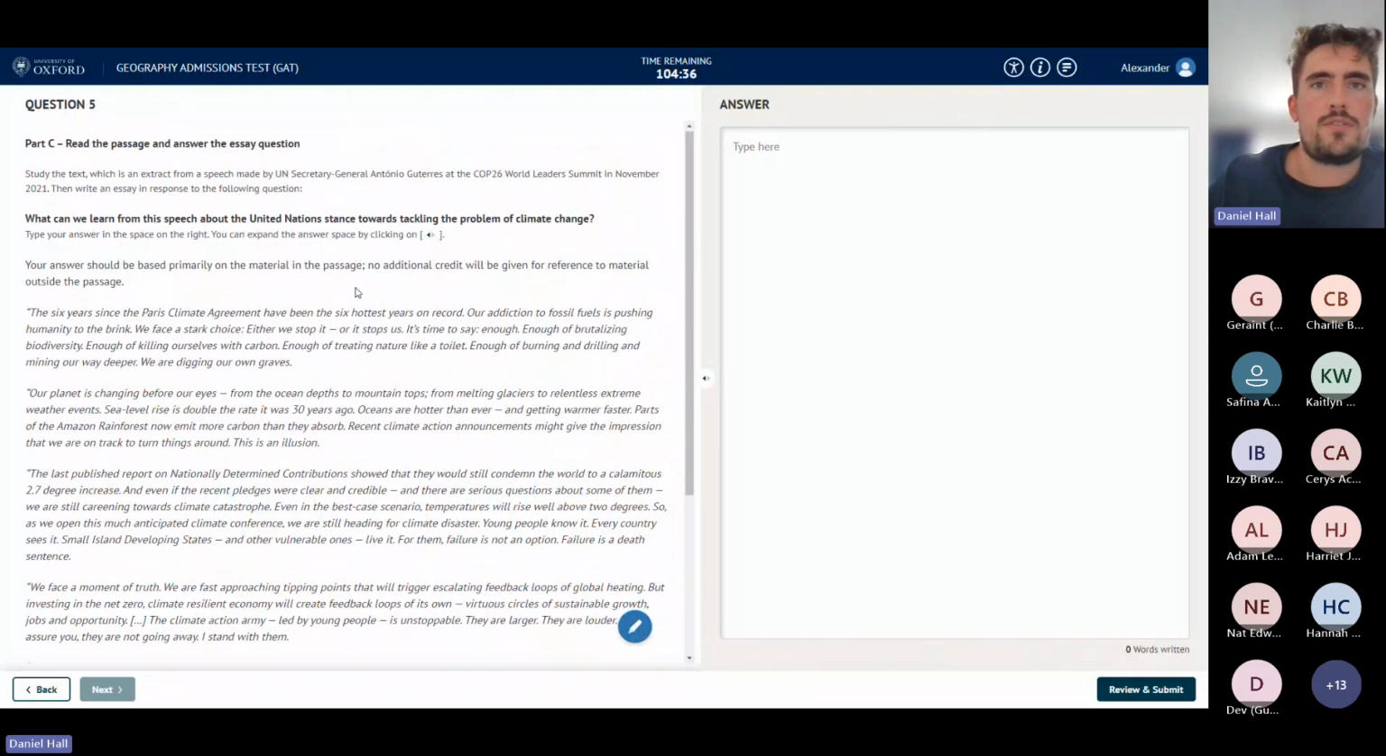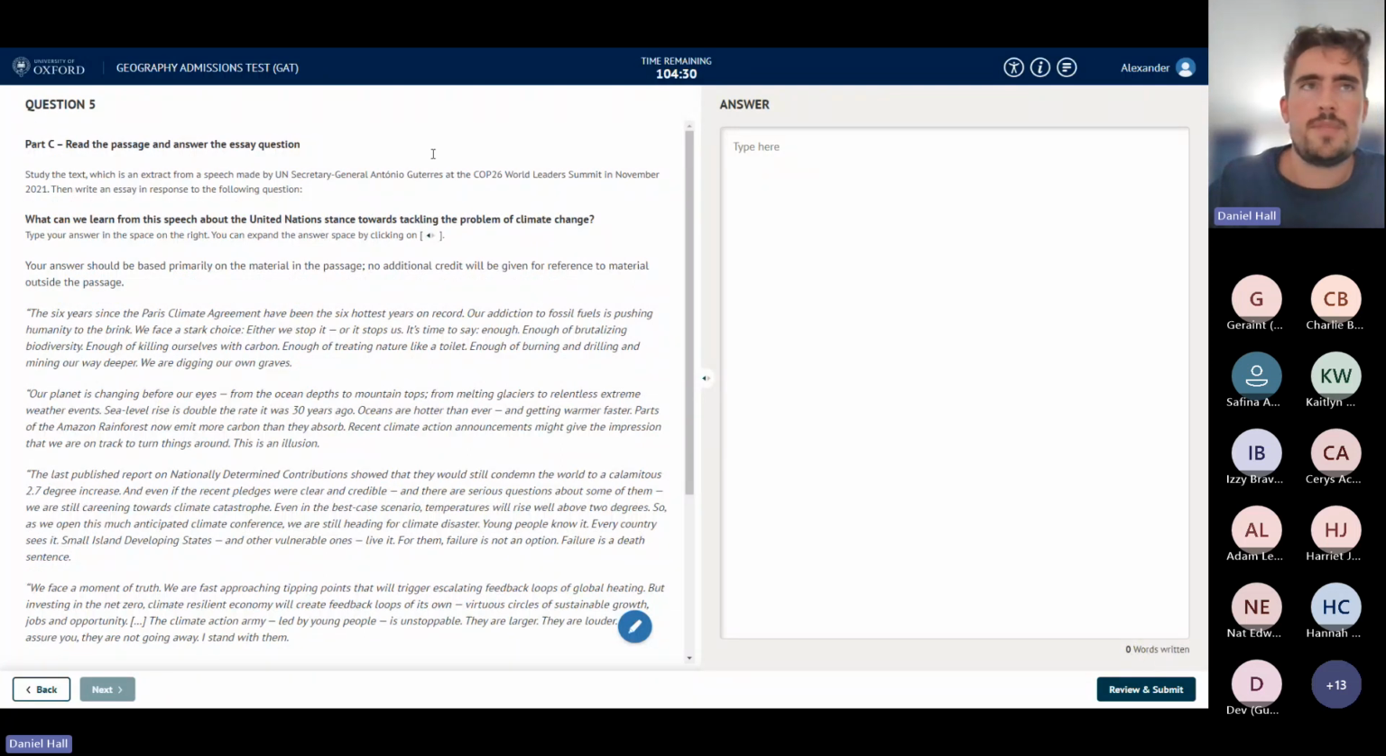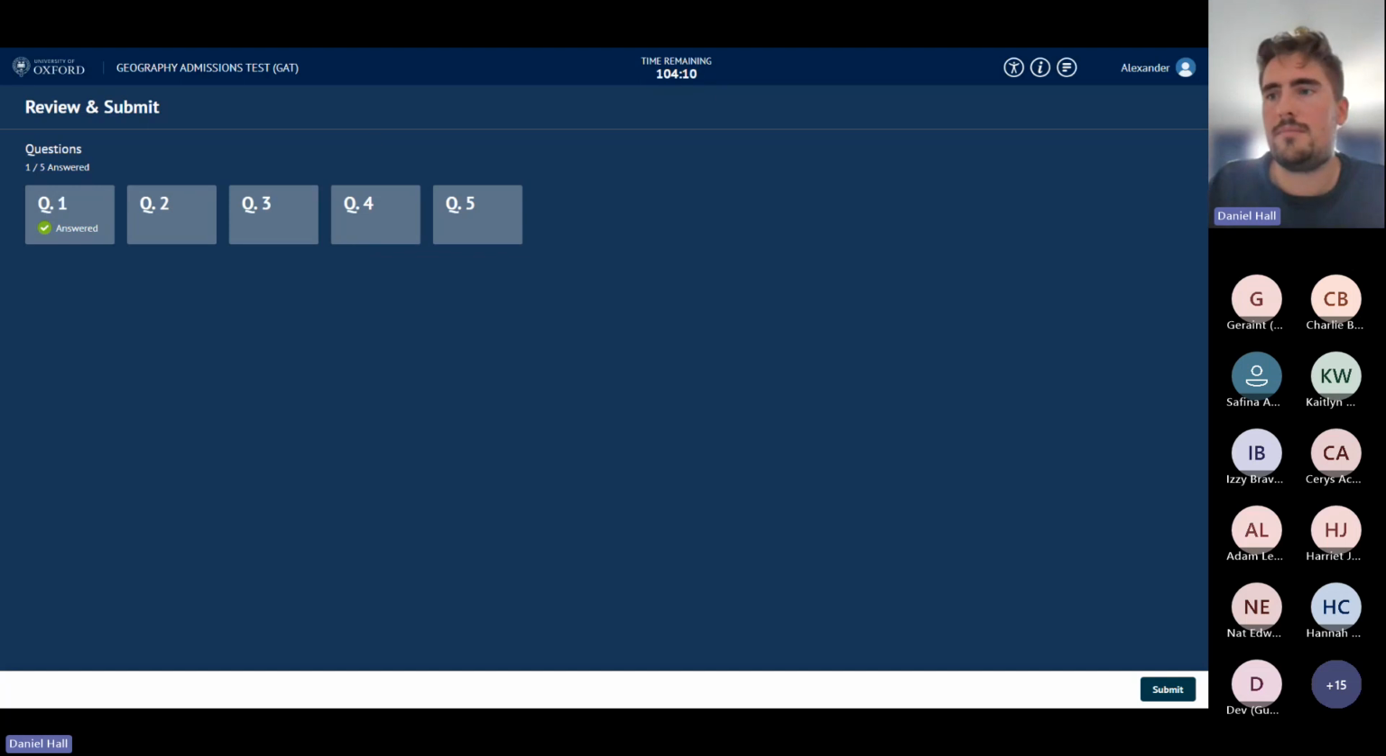For the essay question, you've got the passage here and the text box here, and the word countdown here. There are a few tools as well, so you can highlight stuff and annotate things on the screen itself. Have a play around on that, because you can do this as many times as you like. You don't have to log in. It gives you a mock login there, and your answers aren't saved or stored anywhere. When you finish, you just click review and submit and click submit.